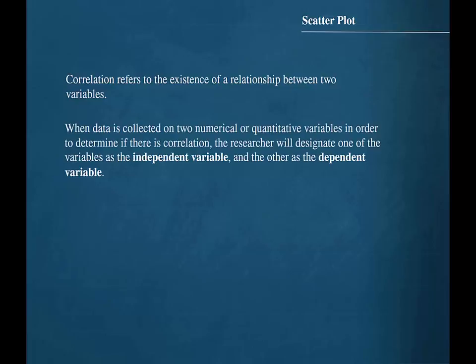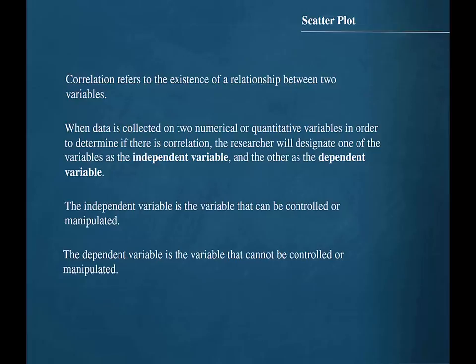Correlation refers to the existence of a relationship between two variables. When data is collected on two numerical or quantitative variables in order to determine if there is correlation, the researcher will designate one of the variables as the independent variable and the other as the dependent variable. The independent variable is the variable that can be controlled or manipulated. The dependent variable is the variable that cannot be controlled or manipulated.